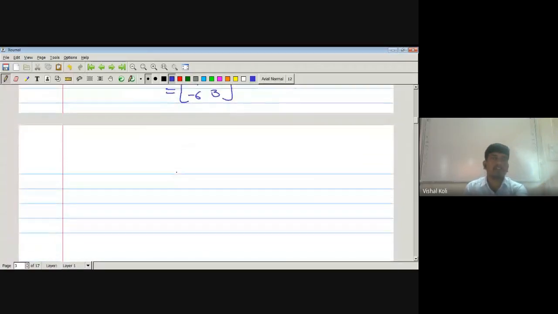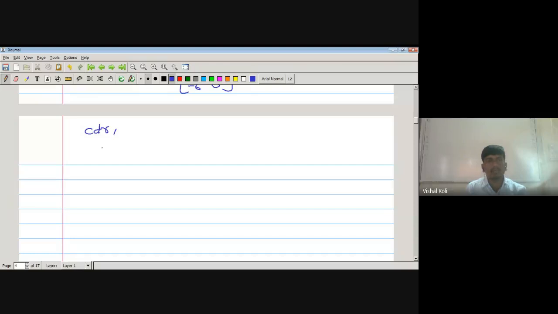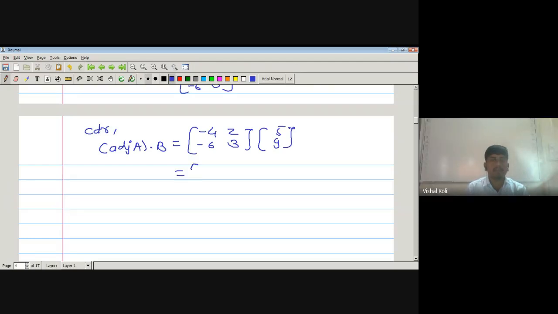Now we have to find the adjoint of A into B. Consider adjoint of A into matrix B, which is equal to adjoint of A, minus 4 2 minus 6 3, and B is 5 9, which is nothing but minus 4 into 5, minus 20, plus 2 into 9, 18, and minus 6 into 5, minus 30, plus 3 into 9, 27, which is equal to minus 20 plus 18, minus 2, and minus 30 plus 27, minus 3.